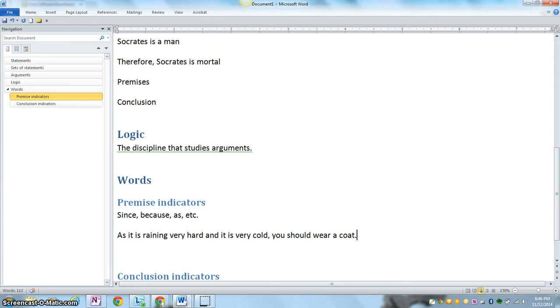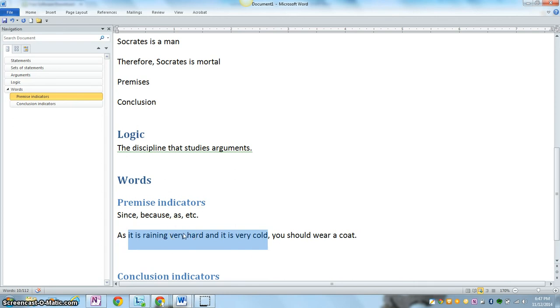Okay, so as it's raining very hard and it's very cold, you should wear a coat. This is an argument because this statement, you should wear a coat, is given as supported by the other two. You're given two reasons for believing that you should wear a coat. There's probably also an implied premise or a set of implied premises, for example, that when it's raining very hard and it's very cold, wearing a coat makes you more comfortable. This is something we all know. And so it's not supplied here explicitly, but it does play a role in the reasoning.